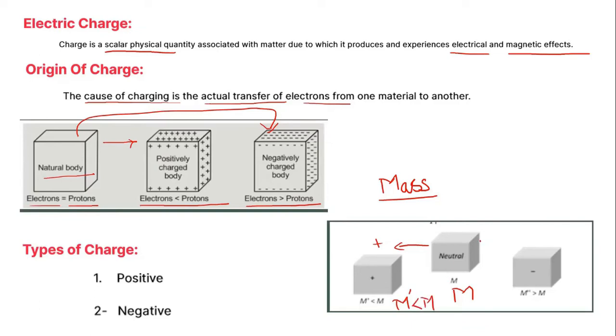Now another case: if the same neutral body becomes a negatively charged body. We know a body becomes negatively charged by accepting electrons. Since electrons are accompanied by mass, this negatively charged body's new mass m dash will always be greater than the mass of the original neutral body. So keep this in mind: whenever a neutral body becomes positively charged, its mass is always less than the original mass, and when it becomes negatively charged, its mass becomes greater than the original mass. Now next, our topic will be the methods of charging.